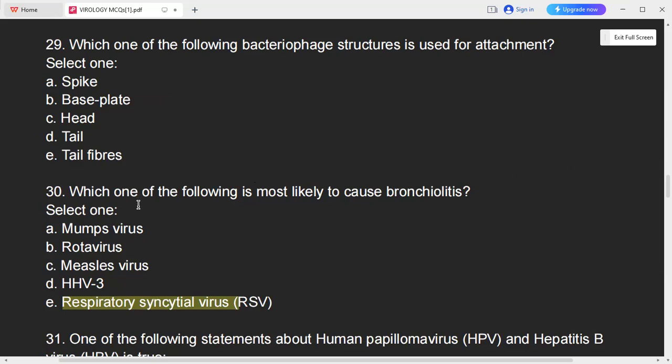Mumps. We know the most common complications were orchitis, parotitis, oophoritis in females. Rotavirus causes gastroenteritis. HHV3 is chickenpox, and Shigella.